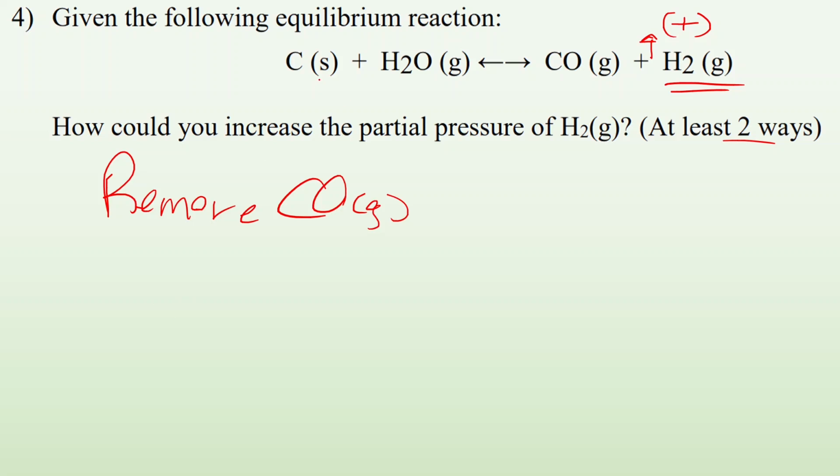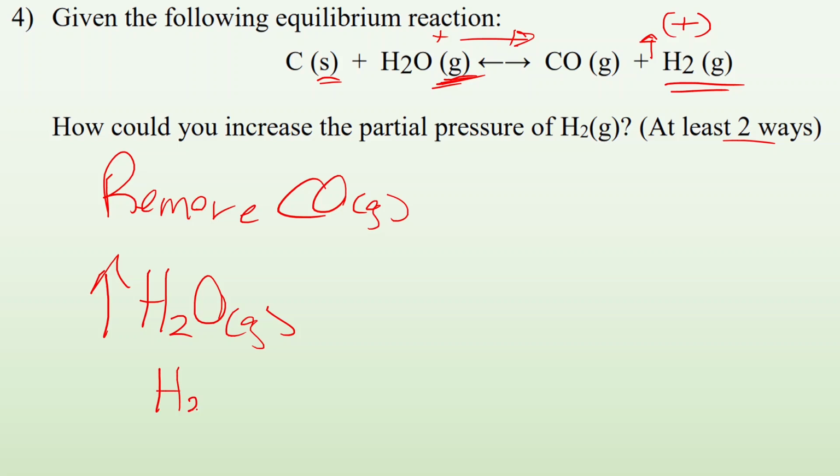So how else could we make more H2? Well, carbon solid, as long as it's there, that won't really affect it. We can increase the amount of H2O gas we got if we increase the vapor, or yeah, I guess vapor. If we increase the pressure of the H2O gas, we add it, it shifts away, we'd make more H2. I would even accept saying if you removed H2, you know, if you took away H2, you'd make more, but I guess I feel like technically it wouldn't really increase the partial pressure. So I'd be a little iffy about accepting that.